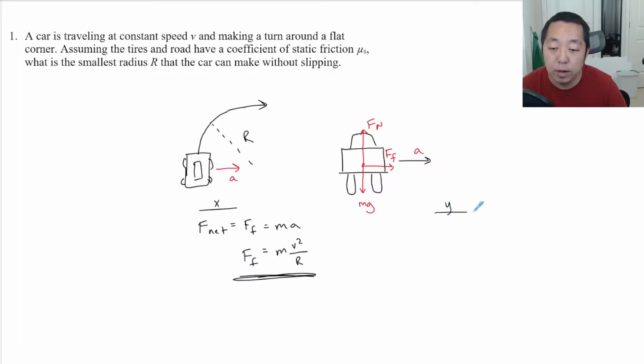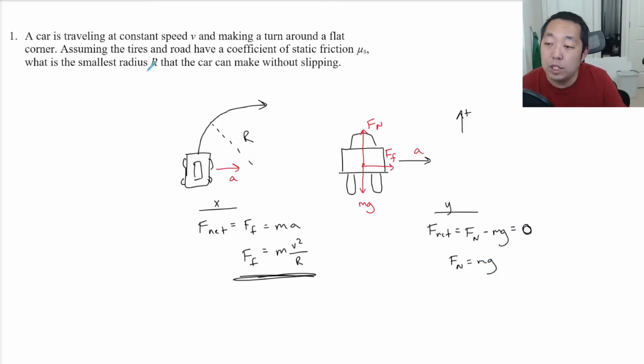Now in the y direction, the net force has to be, let's say upward is positive, so normal force minus mg is equal to ma. But the acceleration is 0 in the vertical direction because the car is not accelerating up or down. So here the normal force is equal to mg.